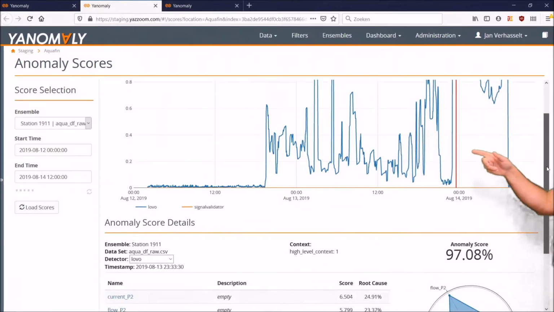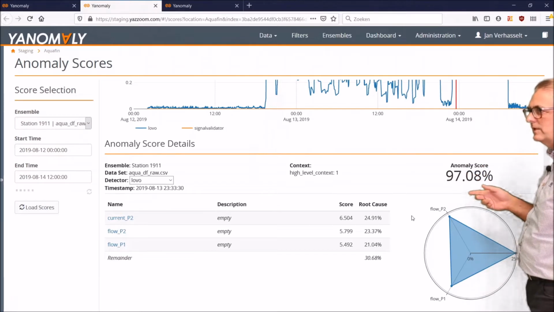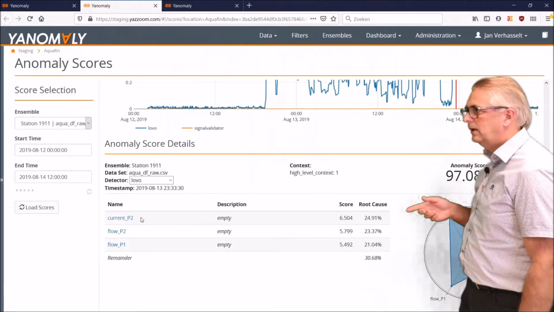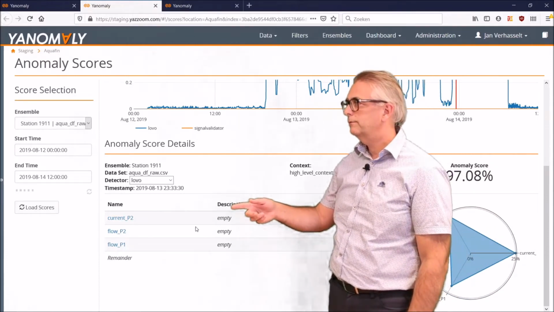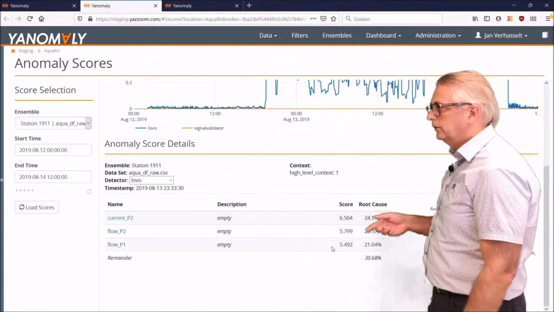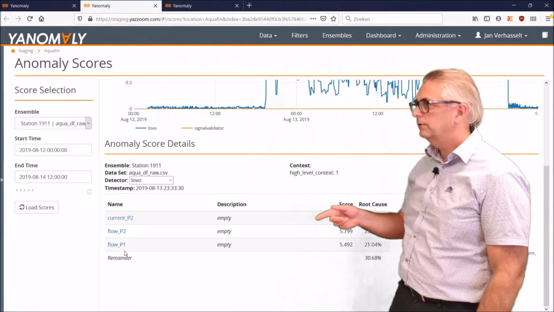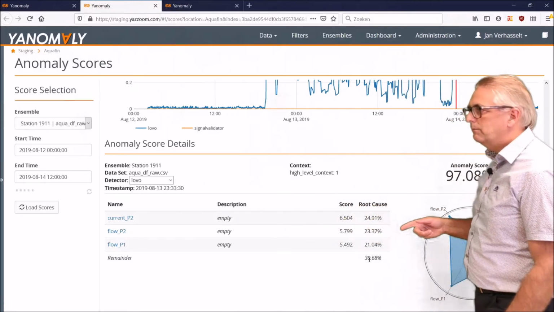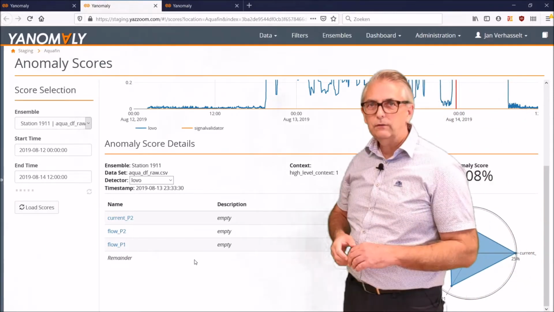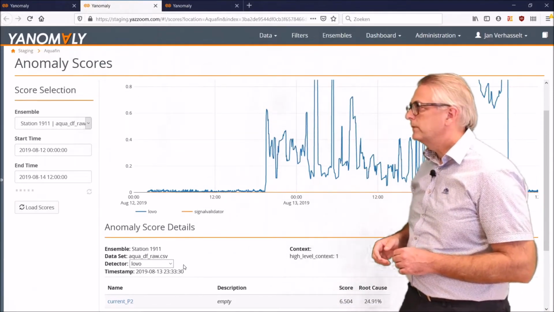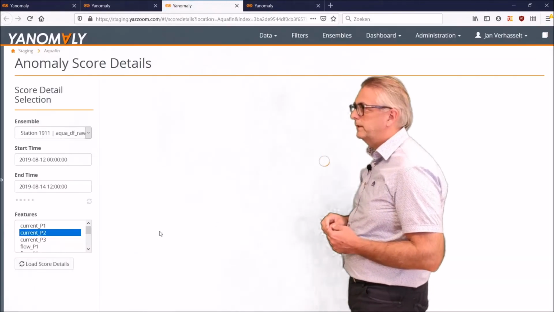So I have selected here this moment in time, and then we see at that moment the anomaly score is 97%, of which about 25% can be attributed to the current of pump 2, another 23% to the flow of pump 2, and 21% to the flow of pump 1. And then the remaining 30% or so is because of all the remaining other sensors in that pumping station. So let's now look in more detail at the current of P2.